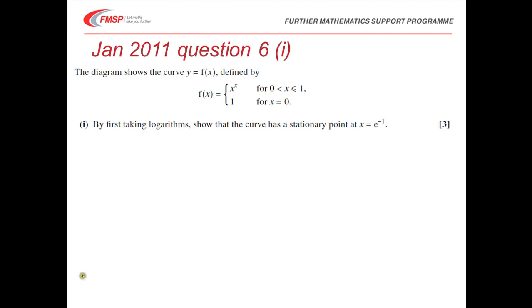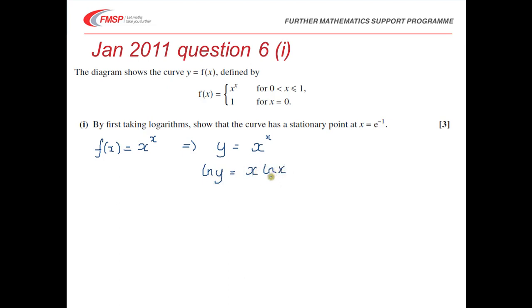So if we go back to the beginning, we've got the curve, and it says by first taking logarithms, show that the stationary point is at e to the negative 1. So we have our function f of x is equal to x to the power of x. So I'm going to let that be y. And then we're going to take logs of both sides so that we can deal with the unknown, the x in the power. So that means log of y is going to be equal to x log x.